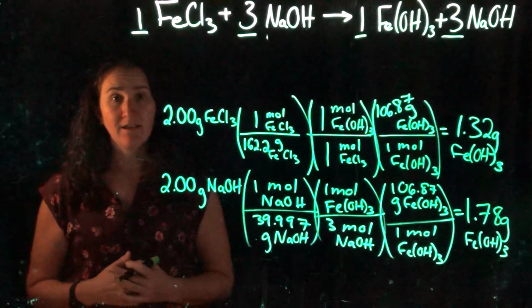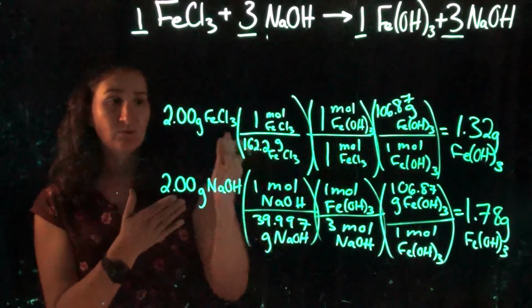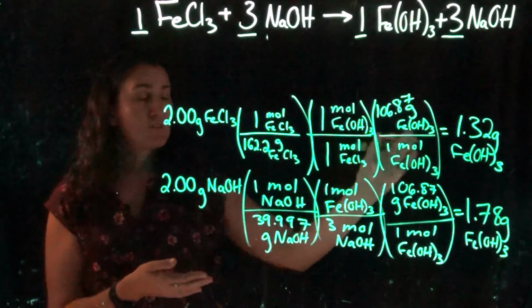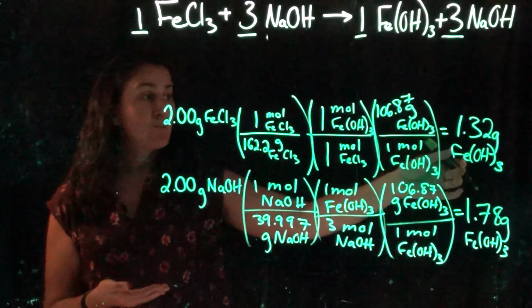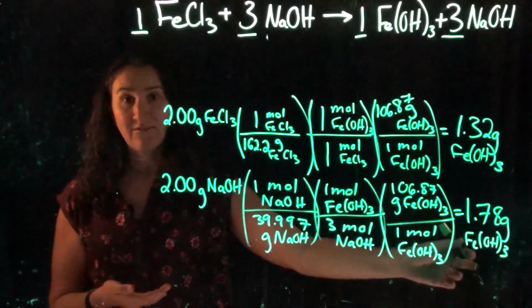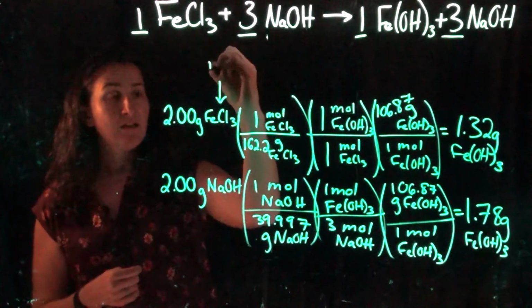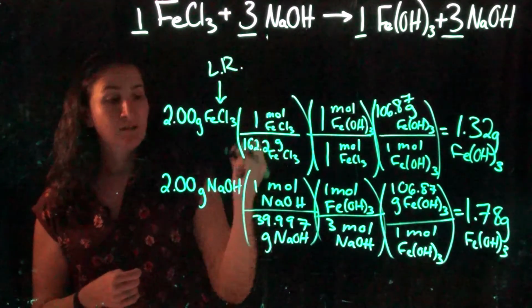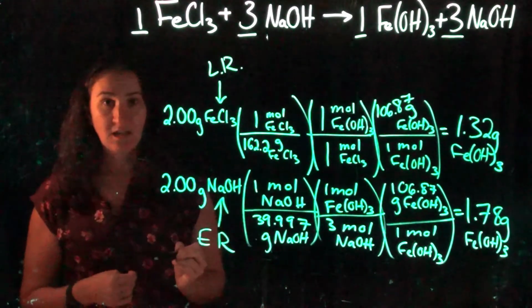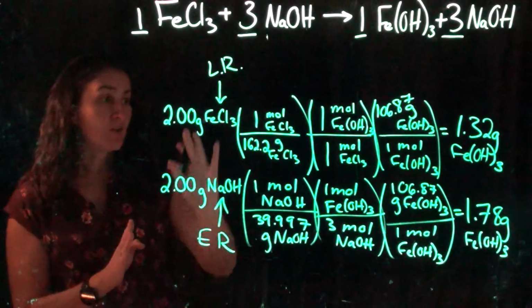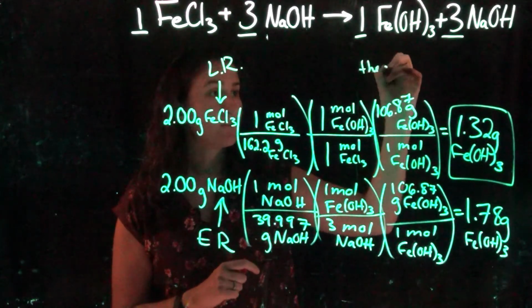So what does that tell us? Look at our numbers. Remember, we're looking to see which of these two starting materials would have created the smallest amount of product. In this case, 1.32 is smaller than 1.78, which means iron 3 chloride is my limiting reagent, and sodium hydroxide is my excess reagent, which means all of that math to find this one value here is my theoretical yield.